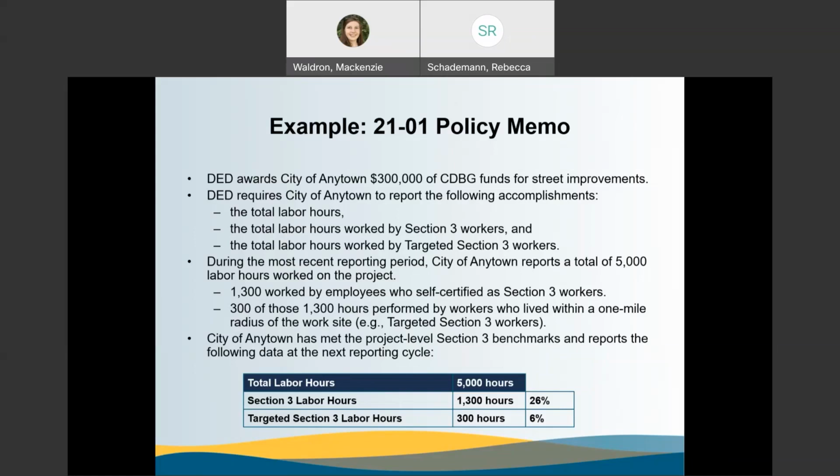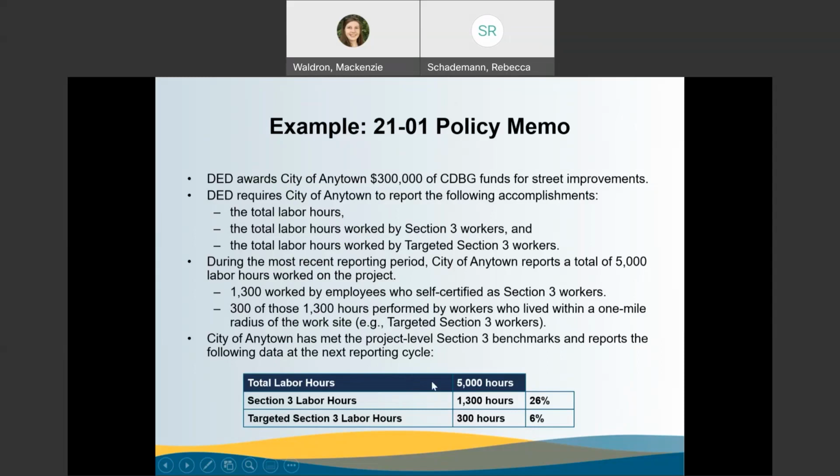The City of Anytown is responsible for reporting labor hour data related to the street improvements. During the first reporting period, the City of Anytown reports to DED a total of 5,000 labor hours worked on the project. Of that total, 1,300 were worked by employees who self-certified as Section 3 workers. Additionally, 300 of those 1,300 hours were performed by workers who lived within a 1-mile radius of the worksite. Therefore, they qualify as targeted Section 3 workers. Based on this, the City of Anytown has met the project-level Section 3 benchmarks and can report the following data on the next reporting cycle.